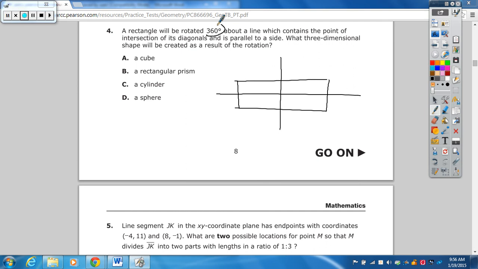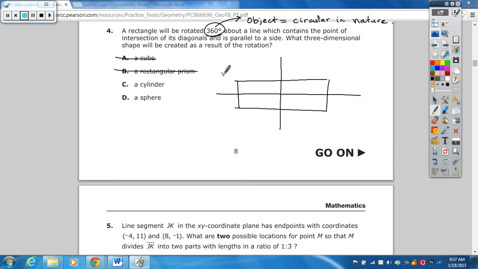360 degree rotation. What I want you to know about this is whenever we have a 360 degree rotation, you are looking for an object that is circular in nature. Okay. What I mean in nature, there's got to be some circles present. Okay. So as of right now, I know the cube and the rectangular prism are not viable options for this type of problem.